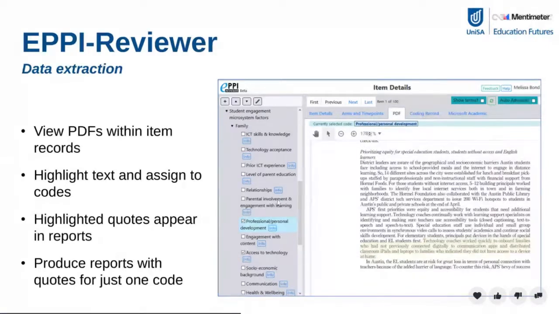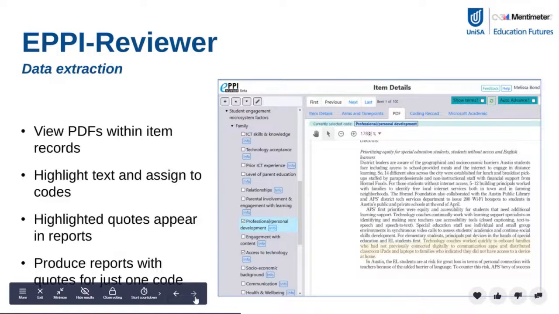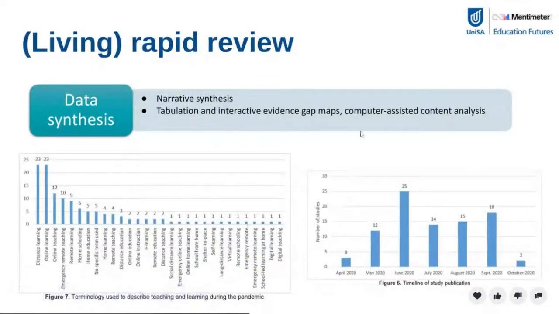You can run a report just on one single code. You could run a report on the whole lot and have lots of different codes in the report. And it just really allows you to pinpoint where this information is coming from in a quicker way. And in terms of synthesis, I created a narrative synthesis, which included tabulation and interactive evidence gap maps, as well as computer-assisted content analysis.